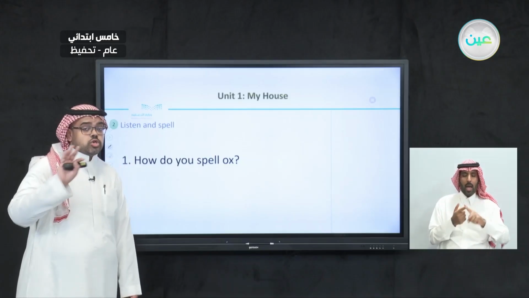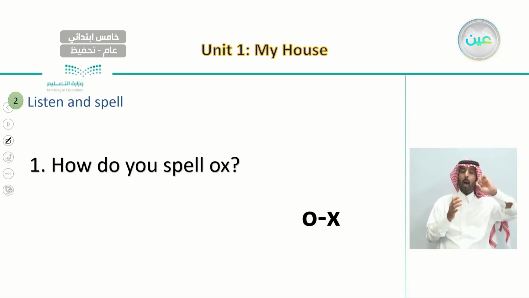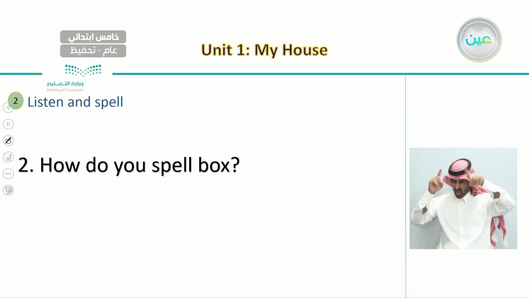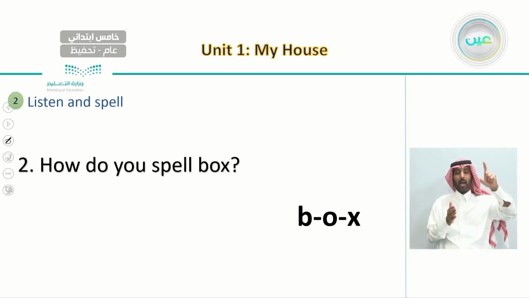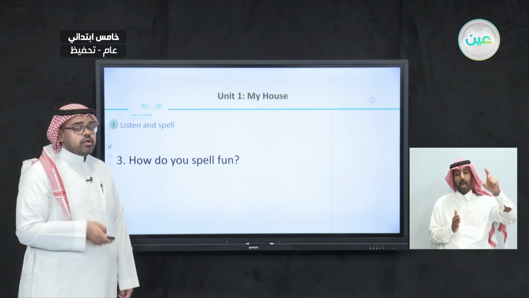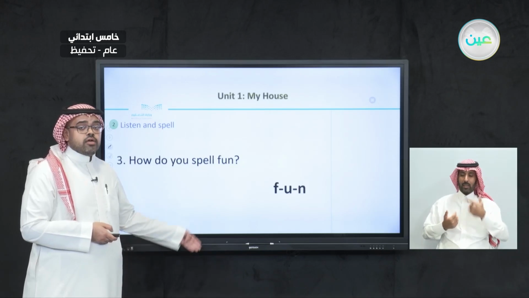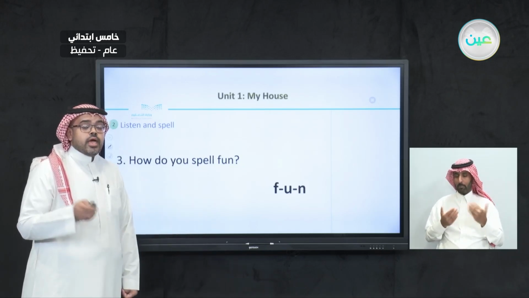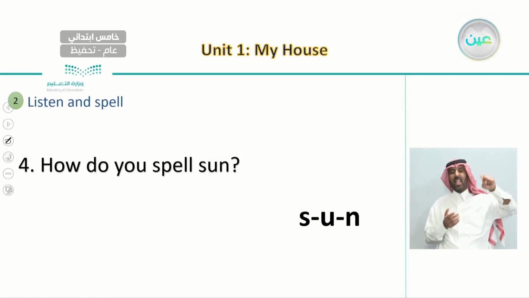So we said try to close your eyes and tell me, how can we spell the word ox? We can spell the word ox by saying O and X. And how do we spell the word box? We can spell the word box by B-O and X. And how can we spell the word fun? We can spell the word fun with F-U and N. And how can we spell the word sun? We spell the word sun by S-U and N.